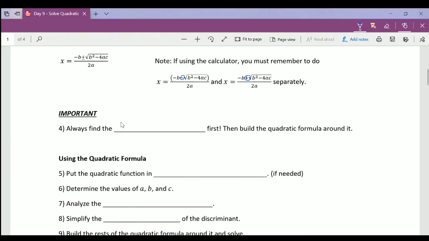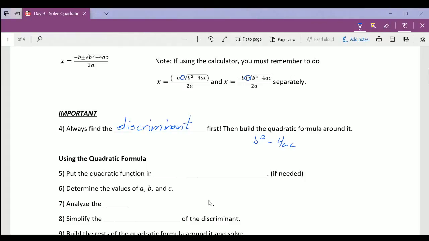Important: always find the discriminant first. Then build your quadratic formula around it. The discriminant, again, is the part that goes b squared minus 4ac. It's the part that's underneath the square root. It does not include the square root. It's just the part underneath it.